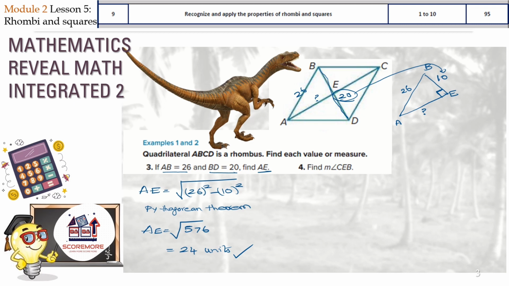Let's move on to question number 4. We are supposed to find measure of angle CEB. So to find the measure of angle CEB, we know that the diagonals bisect each other at right angle. Right angle means 90 degrees. So measure of angle CEB will be 90 degrees.